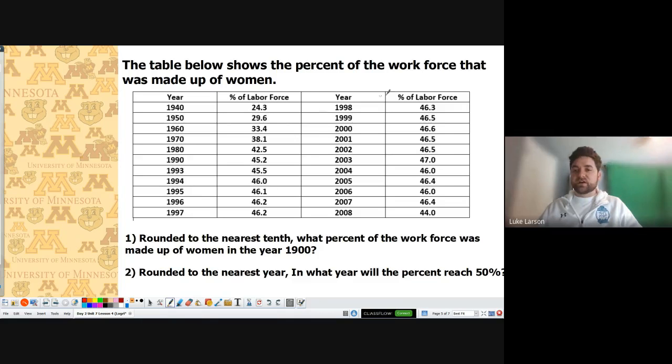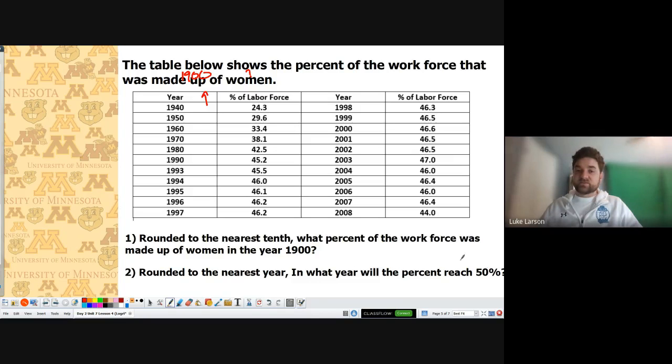Which is kind of a telltale sign that we're dealing with a logarithmic relationship. So what we're going to try to figure out is round to the nearest tenth, what percent of the workforce was made up of women in the year 1900? So this goes to 1940, which is 24. We're going to go this direction all the way back to 1900, and we're going to figure out what the percent was. Obviously, it'll be less than 24%. And then the next thing is, in what year will it reach 50%?